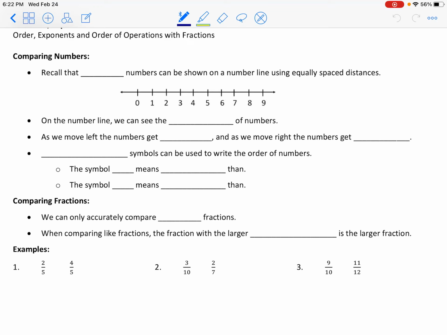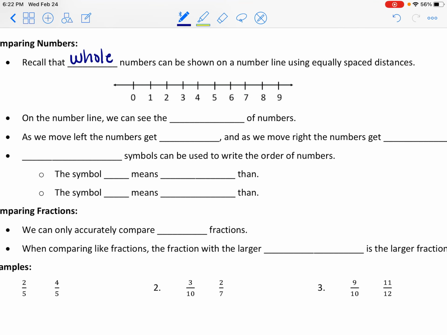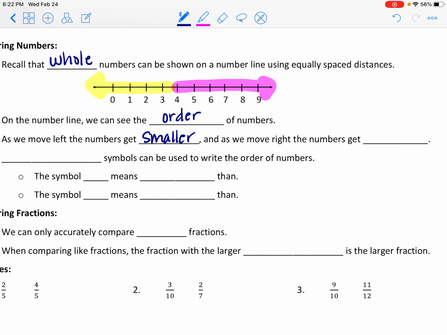Before we do that, let's compare whole numbers. If you remember, with our whole numbers, we started by looking at them on a number line. We could create this number line using equally spaced distances to represent our whole numbers. On that number line, we can see the order of those numbers: as we move to the left, the numbers get smaller, and as we move to the right, the numbers get bigger or larger.